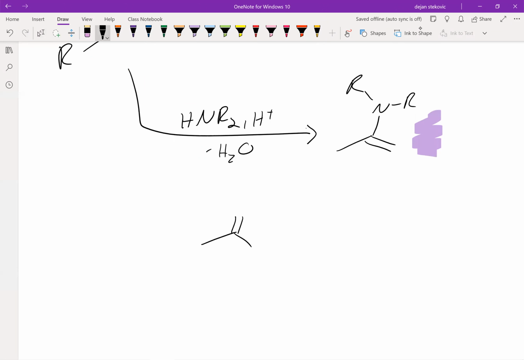At one point, what you've got is this positive nitrogen. And what happens is some kind of base comes along, generally another amine or another molecule of the amine that you're using, and then essentially kind of does an E2 reaction, if you will, to form your enamine.